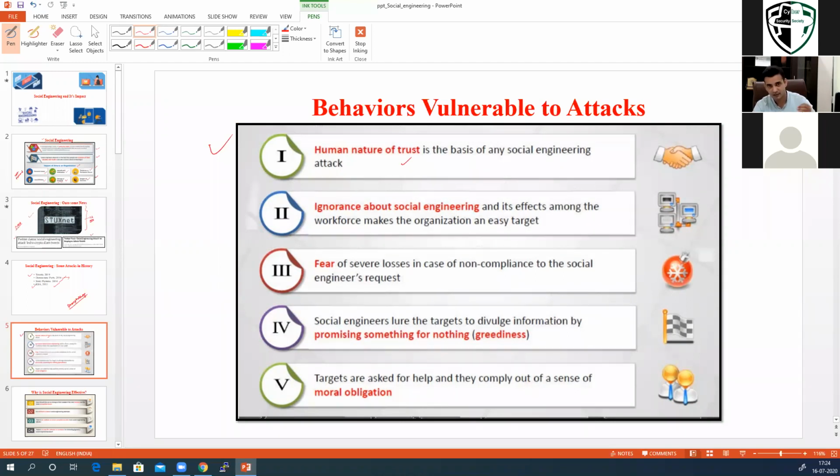One more thing: I hope I am audible to everyone. If somebody wants, I can mix in some Hindi terms, so you can tell me in the chat box. I can communicate in Hindi as well as English if there is a problem.